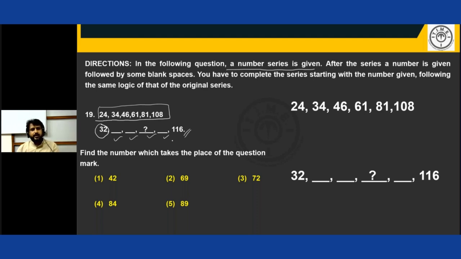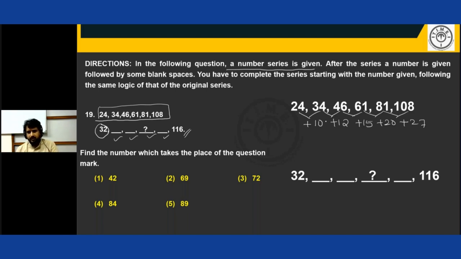So first we need to identify the logic in the original series. What is the logic here? It is increasing slowly, increasing gradually. So we need to check the difference. 24 plus 10, 34. 34 plus 12, 46. 46 plus 15, 61. 61 plus 20, 81. 81 plus 27, 108. 10, 12, 15, 20, 27. Can you recognize these numbers? Can you see any proper pattern here?